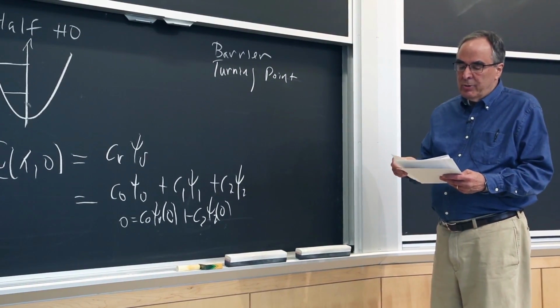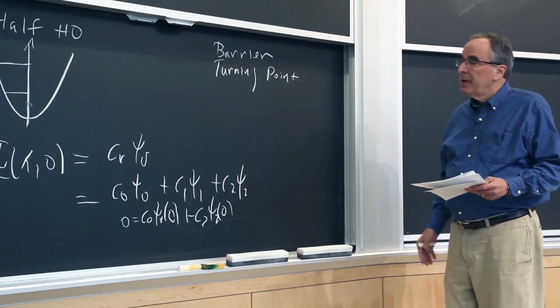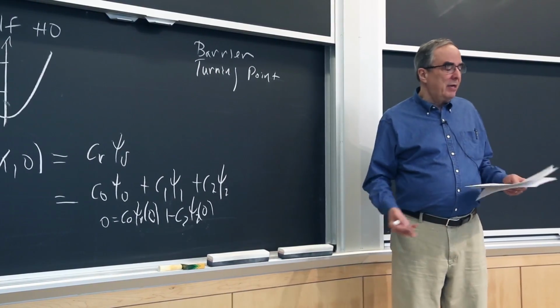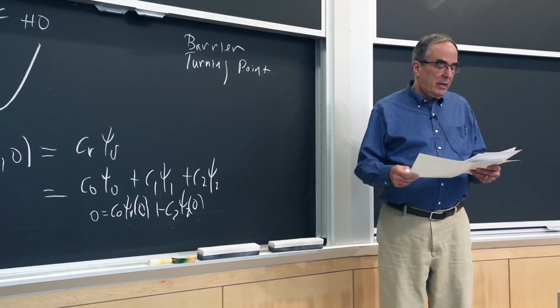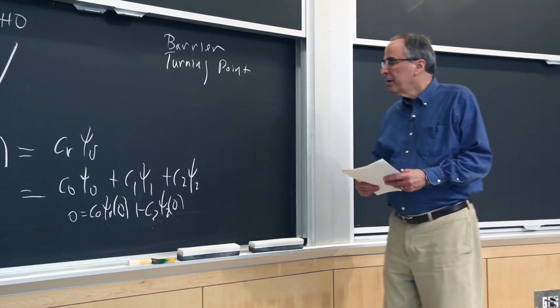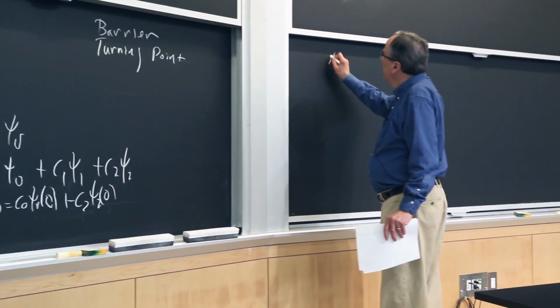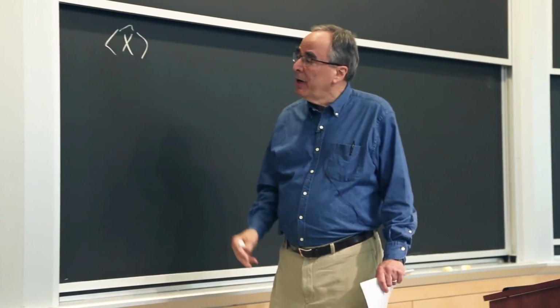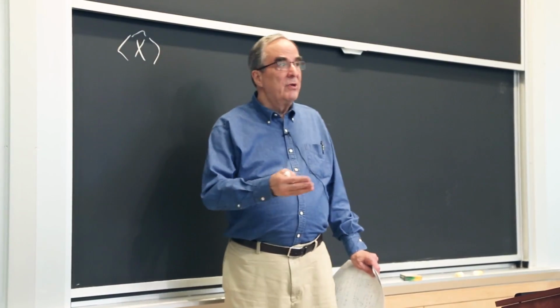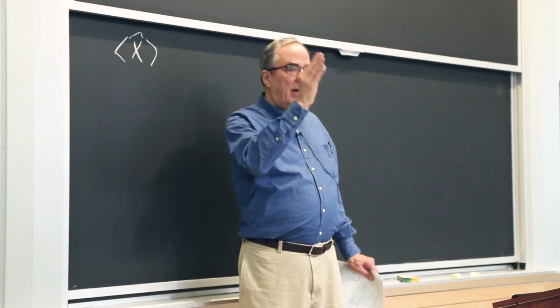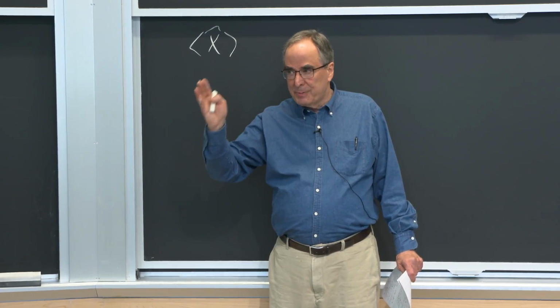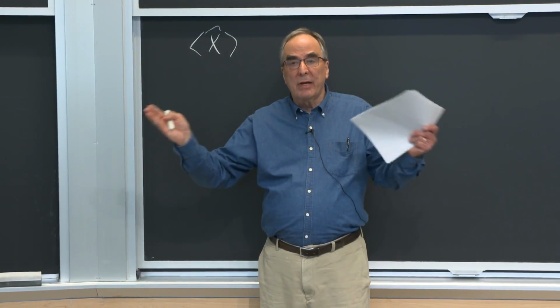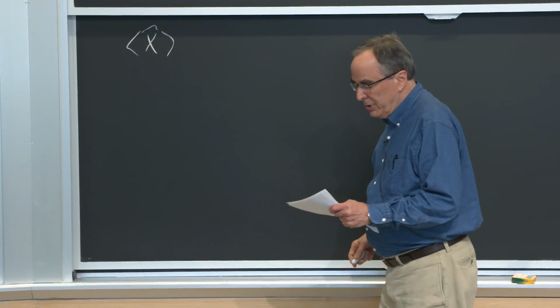Okay, now what we want to do is to be able to draw pictures of what's happening and also to calculate what's going on. One of the things we use for our pictures is the expectation value of x and the expectation value of p. So you know how to calculate the expectation value of x. We have capital psi star x capital psi, integrate over x.